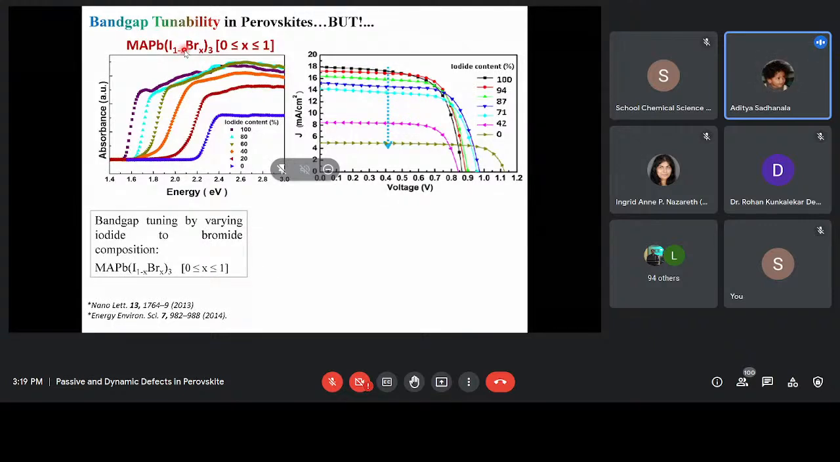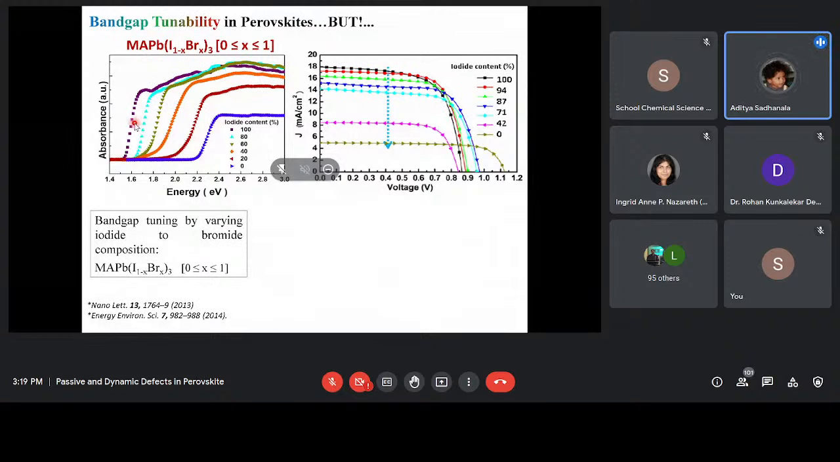What happens when I tune the composition from an iodine-rich perovskite to a bromine-rich perovskite? You see that as you decrease the content of iodine, so let's say you had 100% iodine, no bromine at all, you have a band gap which is around here, 1.6, 1.5 eV in this range. Okay. As you decrease iodine and add bromine to the system, your band gap increases.